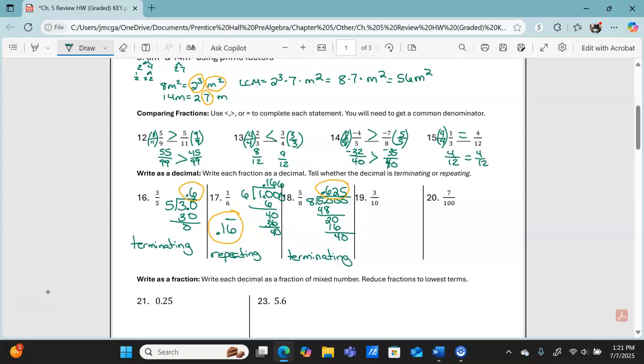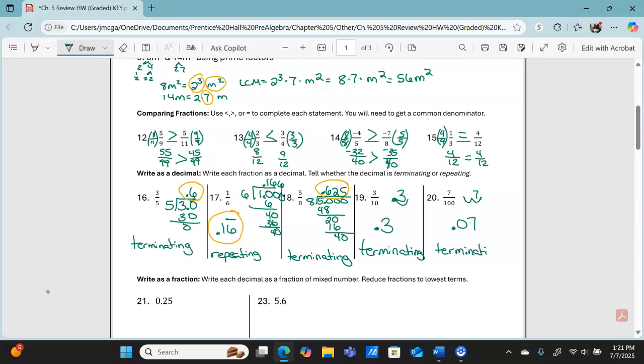And these two, 3/10 and 7/100, you should not have to divide. Dividing by 10 moves the decimal 1 to the left. So 3 is going to become 0.3. And it's terminating. 7, where the decimal sits right there, when I divide by 100, I need to move it 2 to the left. It's going to become 0.07, and it is also terminating.